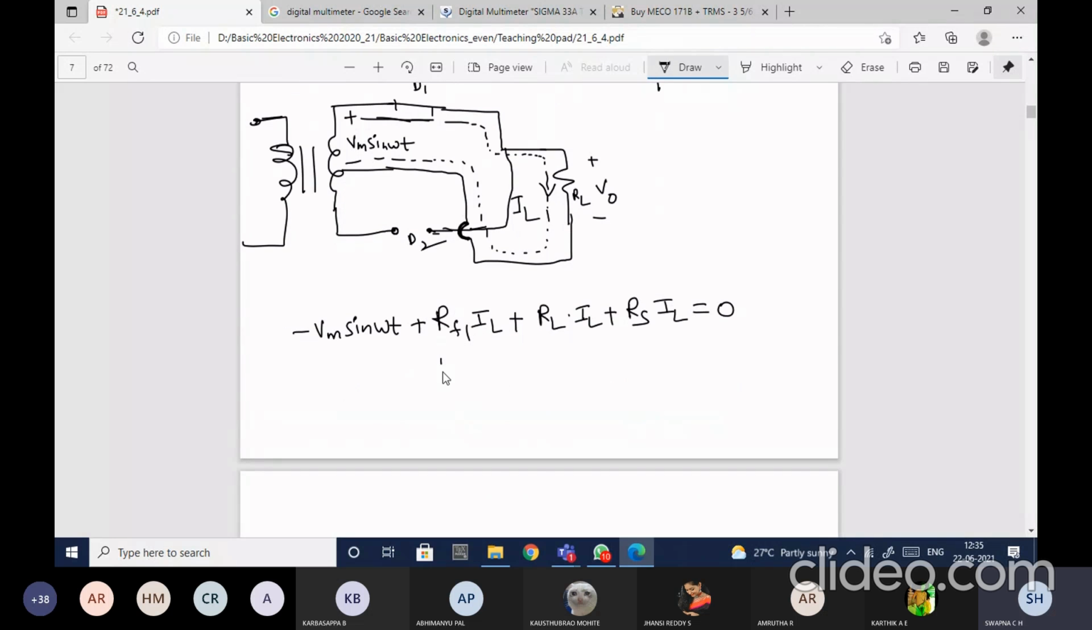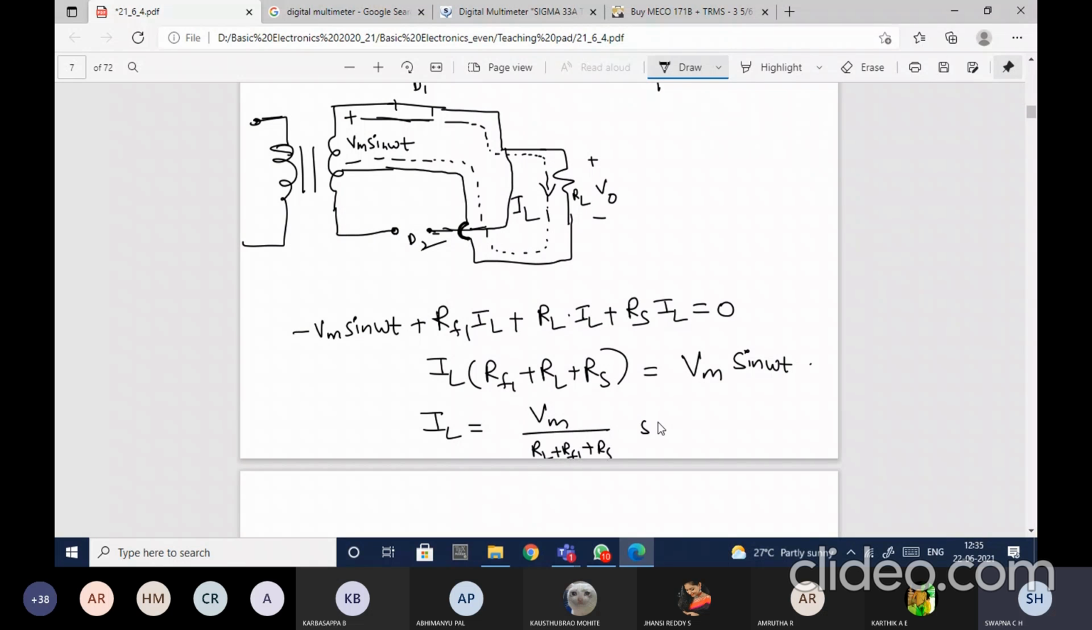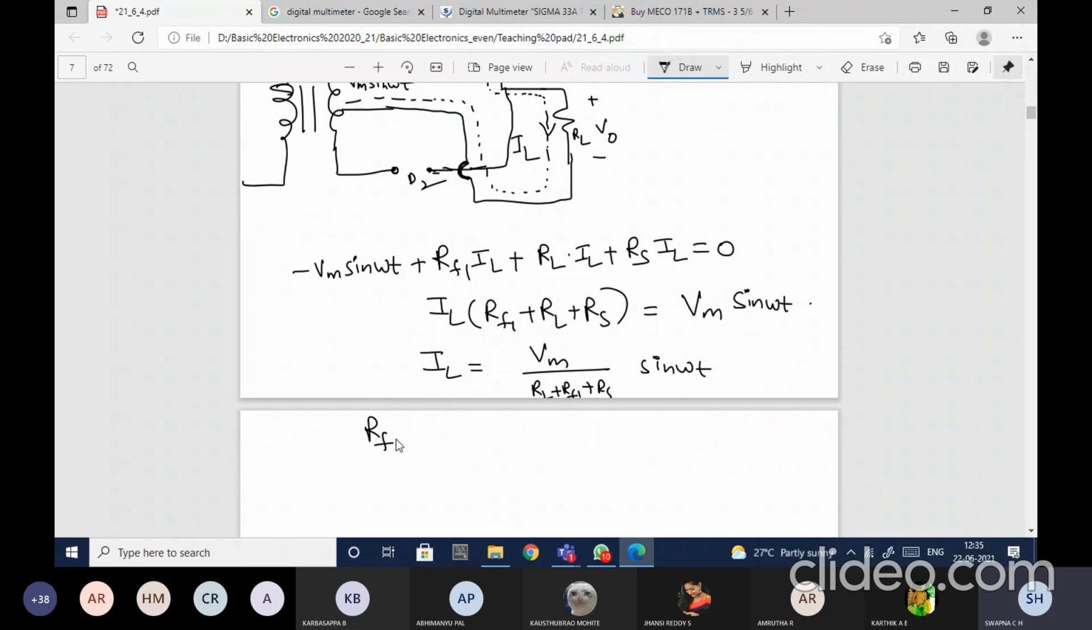Now rearrange. IL I can take common, so it will be Rf1 plus RL plus Rs is equal to Vm sin omega t, taking it to the other side. So IL is nothing but Vm by (RL plus Rf1 plus Rs) into sin omega t. Generally the forward resistance of the diode, Rf1, and the resistance of the secondary of the transformer are considered very less when compared with RL, so they can be neglected. So here IL will be equal to Vm by RL into sin omega t.